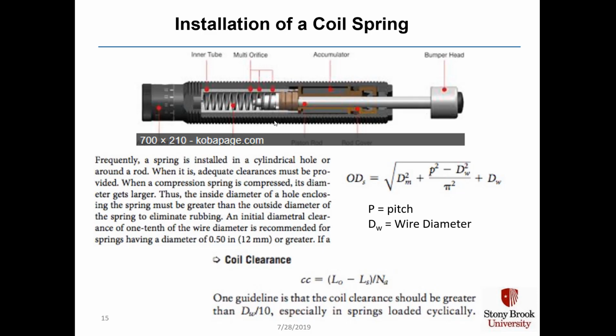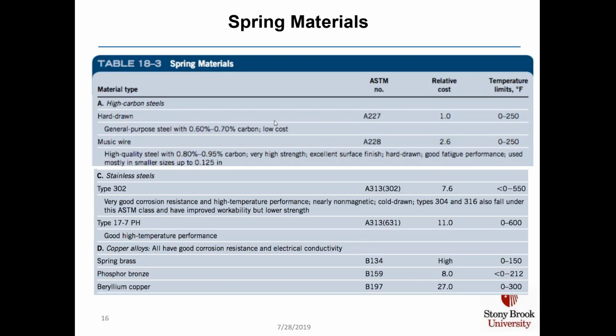An initial diametral clearance of 1/10 the wire diameter is recommended for springs having a diameter of 1/2 inch or greater. Table 18-3 gives different spring materials that are used. Most of them are various grades of steel, but when it comes to leaf springs, sometimes you use various copper alloys, which all have good corrosion resistance and electrical conductivity. The reason is a lot of flat springs are used as terminals and connectors in electrical switches.